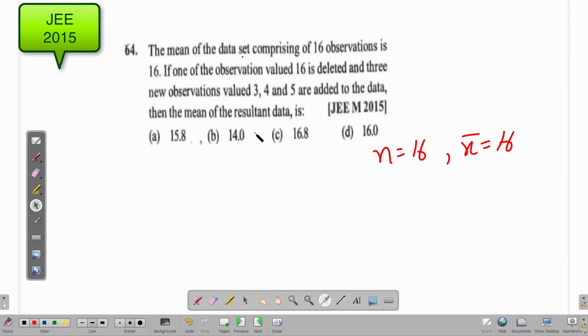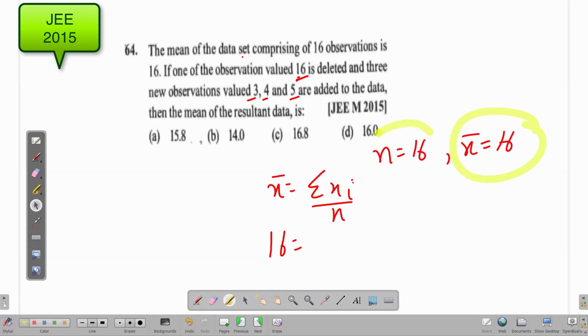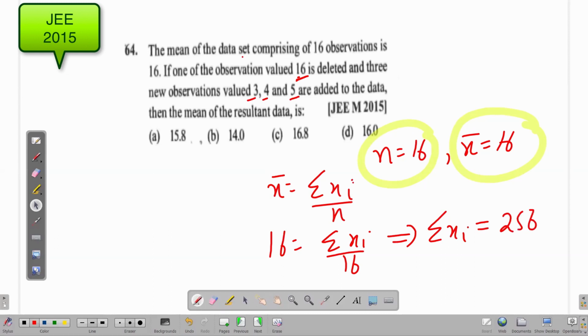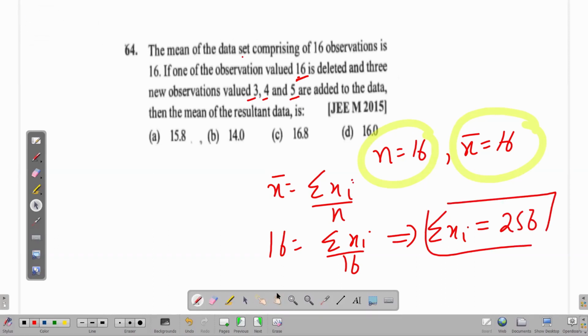That means n is 16 here, x bar is 16 here, and I have to delete 16, that is the incorrect observation, or replace 16 by 3 observations, 3, 4 and 5. So as you know, x bar is sigma xi upon n. Here my mean is 16, and the number of observations is again 16. So from the formula of mean, I just obtain the sum of the observations, that is 16 into 16, 256. Now I have to find the new mean.